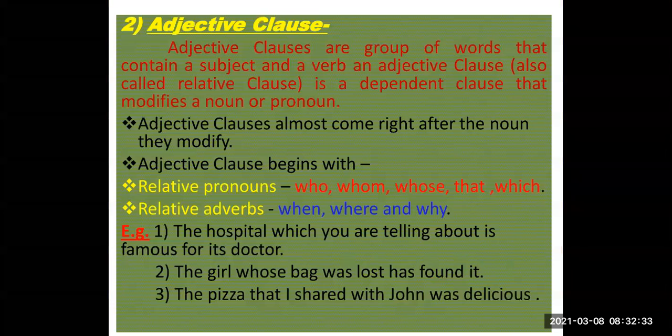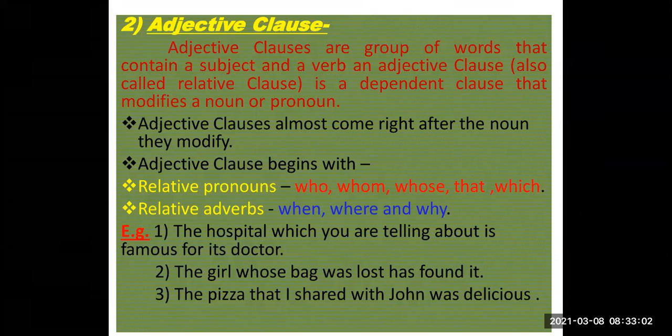Next we have seen the adjective clause. Adjective clauses are groups of words that contain a subject and a verb, and they are also called relative clauses. It is a dependent clause that modifies a noun or pronoun. An adjective clause begins with relative pronouns who, whom, whose, that, which, and relative adverbs when, where, and why.